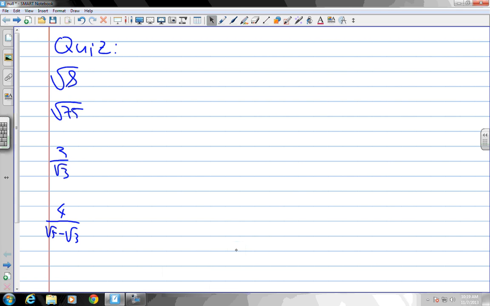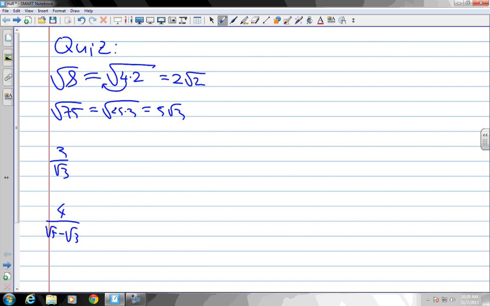So how do we simplify the first one? Yeah, 4 times 2, and then? Right, so the square root of 4 becomes 2, and the other 2 remain. Right? So that's it. How about the next one? Right, 25 times 3. Yeah, so that's 5 square roots of 3.